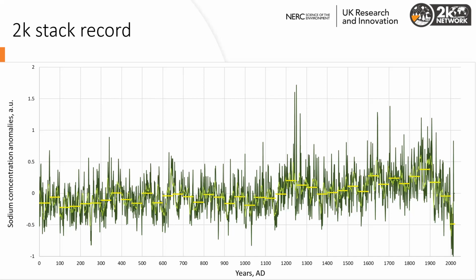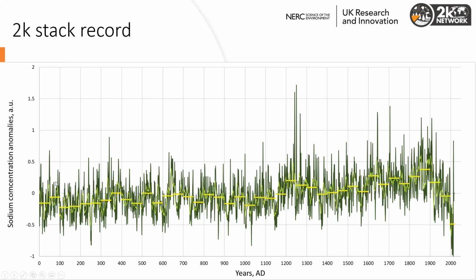And even though things are not so obvious with the sulfate record, nevertheless, we're attempting to make a 2,000-year-long stack record of sodium concentration. So here you can see sodium anomalies over the past 2,000 years. This year is 0. That's our current 2021 here. What we can see is that over pretty much all of the first millennium, the concentration of sodium represented a weak negative anomaly.